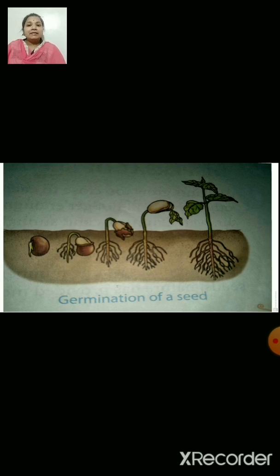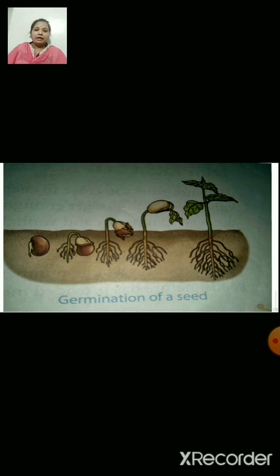And as the seed swells up, the seed coat softens. And then the root, the thread-like structure called the radicle, grows from the seed. I repeat, when the seeds are soaked in water, they absorb water and swell. Slowly the seed coat softens and a thread-like structure called the radicle, the root, starts growing from the seed. When the seed gets enough water, air and warmth, it grows into a new plant.